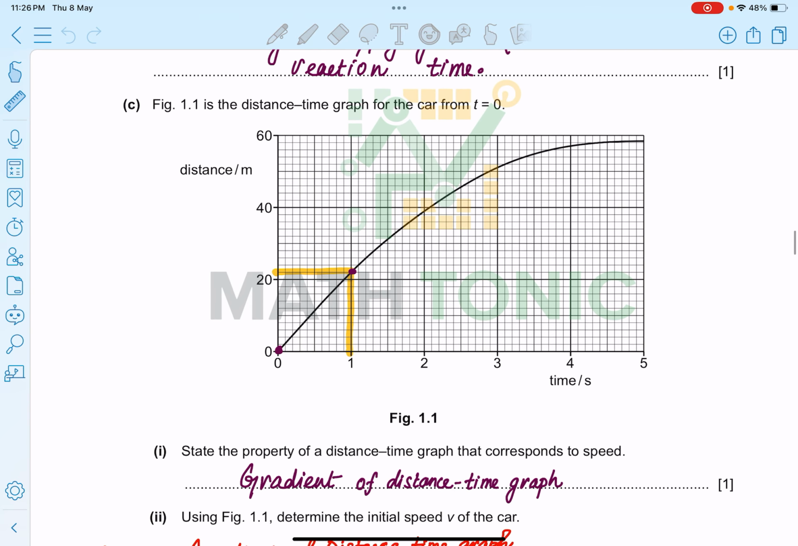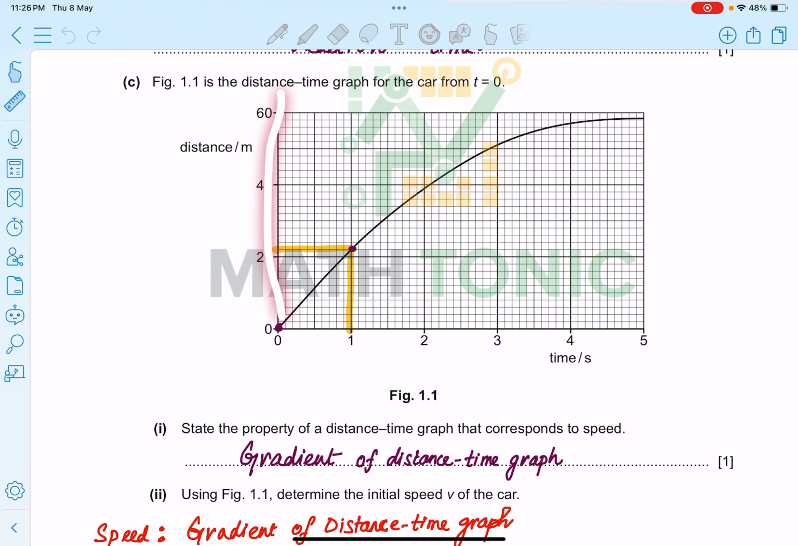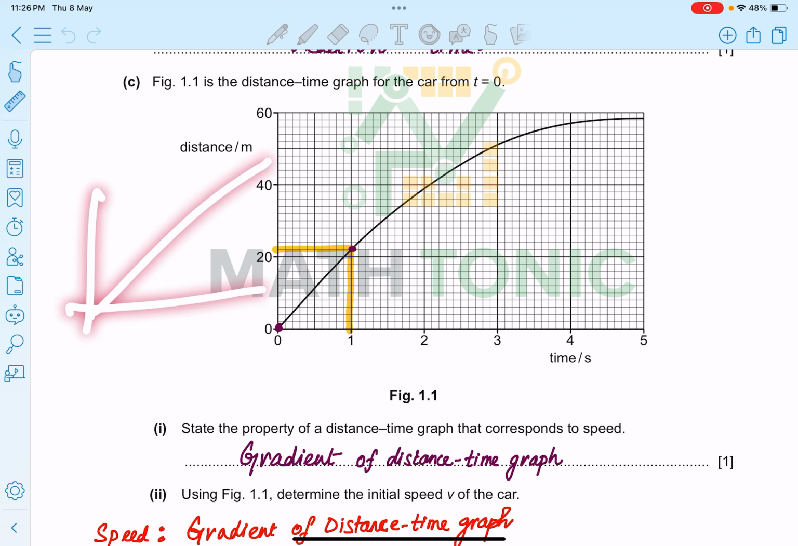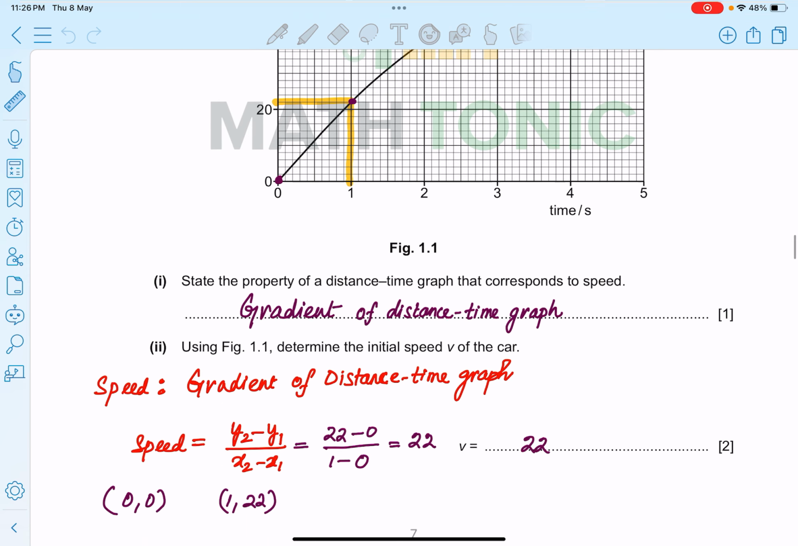Okay, next question is given. This is a graph with time on the x-axis and distance on the y-axis. The question is: state the property of the distance time graph that corresponds to speed. Obviously, we know that if you have a distance time graph, and imagine we have a graph like this, the gradient of the graph will be known as speed. So the gradient of a distance time graph will be speed.